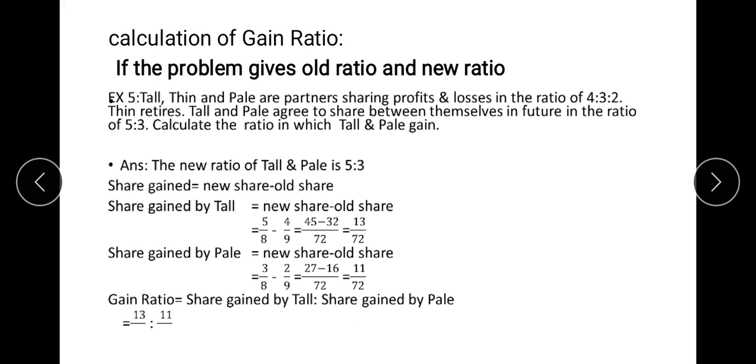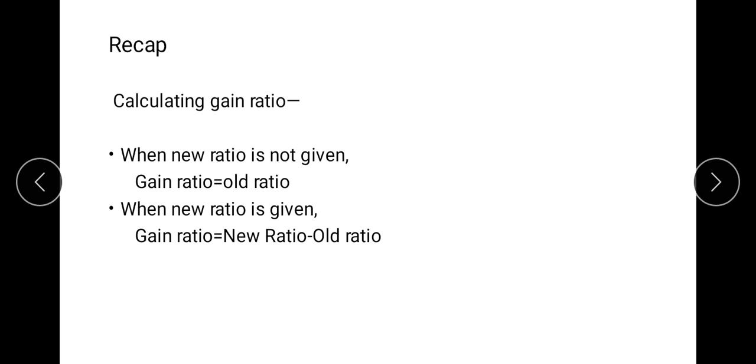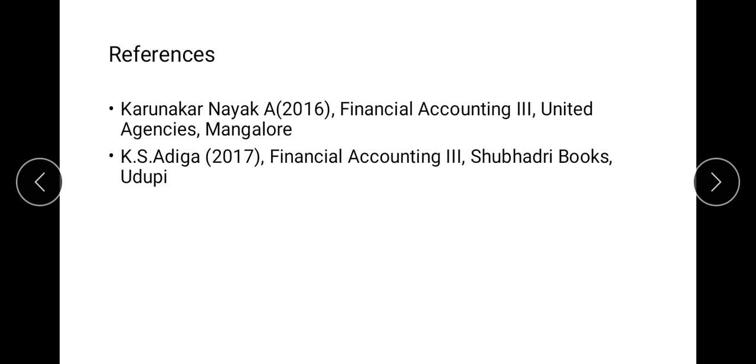Now the gain ratio is equal to share gained by Tall and share gained by Pale. Here 13/72 is to 11/72. So the gain ratio will be 13:11. So we have calculated gain ratio when new ratio is not given and when new ratio is given. So this completes this session. Thank you.